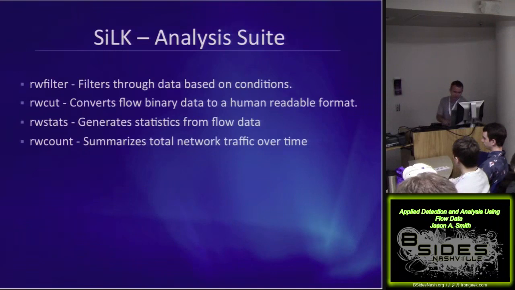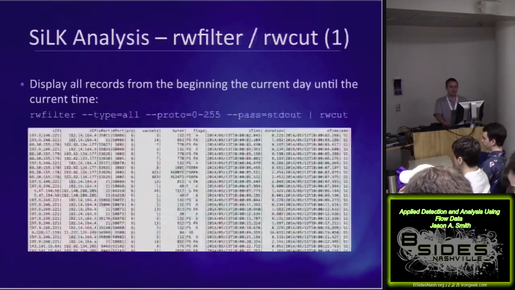It's ridiculous. But RW cut will convert that into a binary format, which you don't want to have all the time. You want to get your filter just right, and then convert to whatever you need. RW stats does stats. RW count will summarize all that traffic into a bunch of bins and let you do some other things to that.